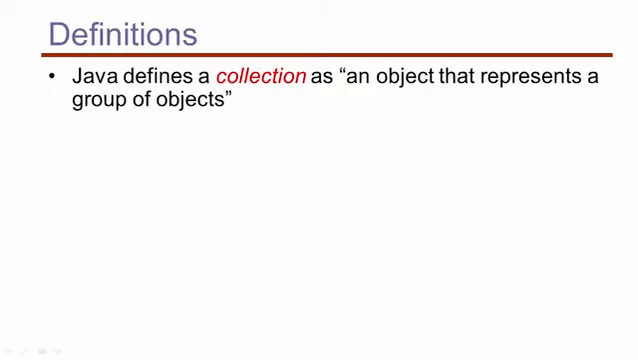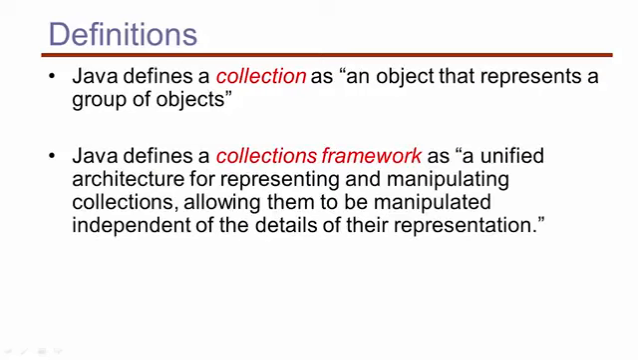In Java, a collection is an object that will hold a group of other objects. Note they only hold objects, which precludes primitive types. But Java does provide what is known as wrapper classes for our primitive types. And Java defines a framework as a unified architecture for representing and manipulating collections. That simply means that we can treat most collections very similarly, even though they act very differently.